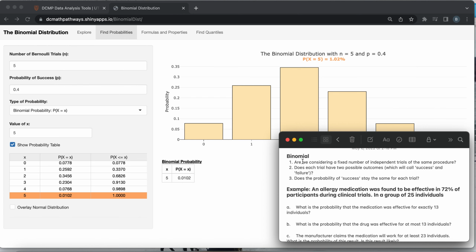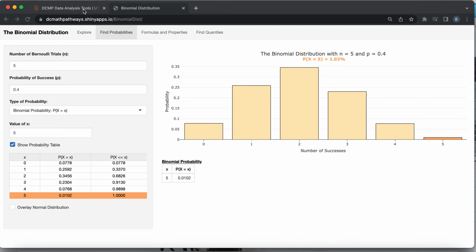So first, is there a fixed number of trials? It tells us that there's 25 individuals, no more, no less, so that is our fixed number of trials. Number two, does each trial have two possible outcomes? So either the allergy medication was effective or it was not effective. So we have two options, so passes number two. And then number three, does the probability of success stay the same for each trial? It says it was effective 72%. So that's going to be the same each time. So it follows our three conditions, meaning we can use the binomial distribution.